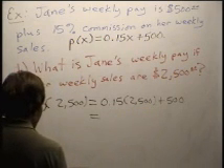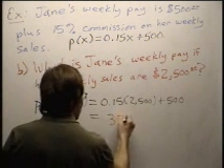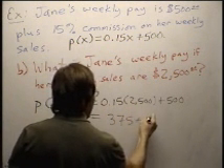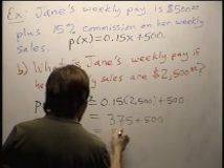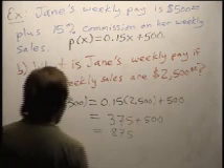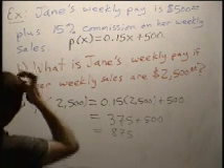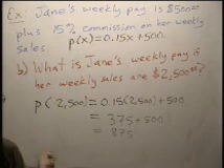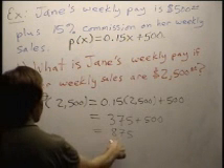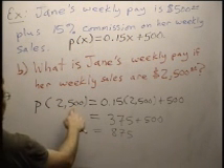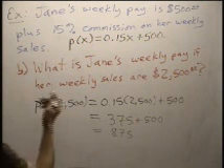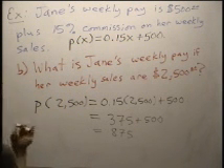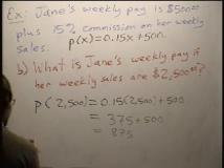0.15 times 2,500 is 375. And when we add 500 to that, we get 875. So what does that mean? That means the value of our function is 875 when the value of our variable is 2,500. Our function is her weekly pay. Our variable is her weekly sales.